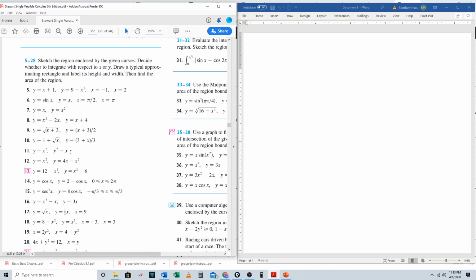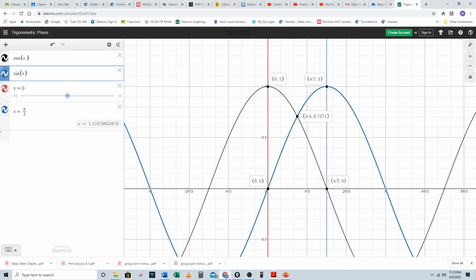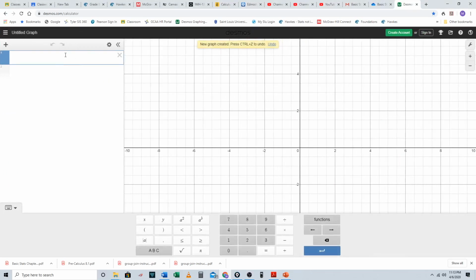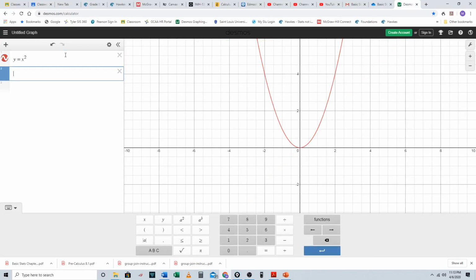And I'll show you what that looks like on, hey, we have Desmos, let's do that. Clear this, go back to your blank graph. We had y is equal to x squared, and again, we could type it as x is equal to y squared.